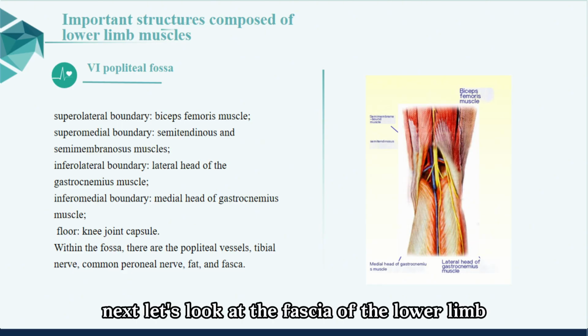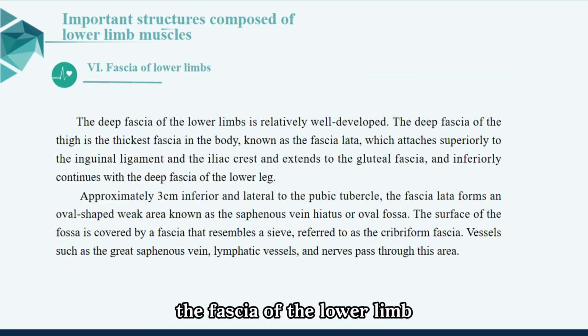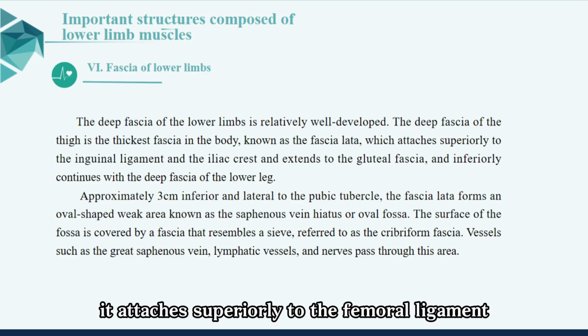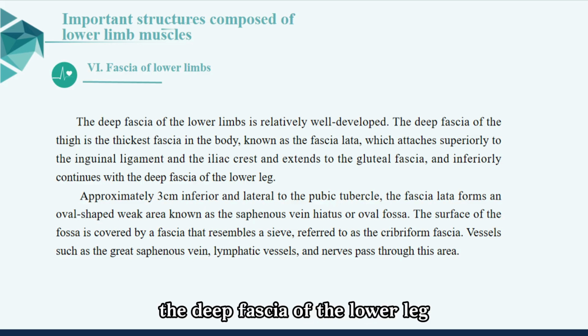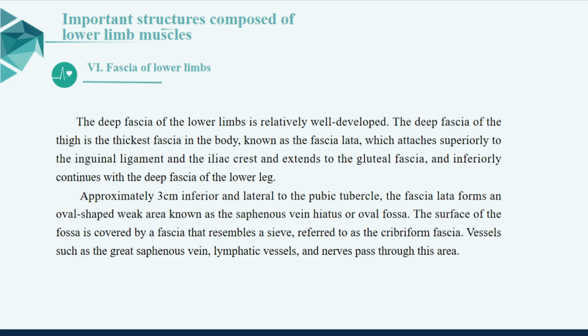Next, let's look at the fascia of the lower limb. The fascia of the lower limb is relatively well developed, especially the deep fascia. The deep fascia of the thigh is the thickest fascia in the body, called the fascia lata. It attaches superiorly to the inguinal ligament and iliac crest, extends to the gluteal fascia, and continues inferiorly with the deep fascia of the lower leg.